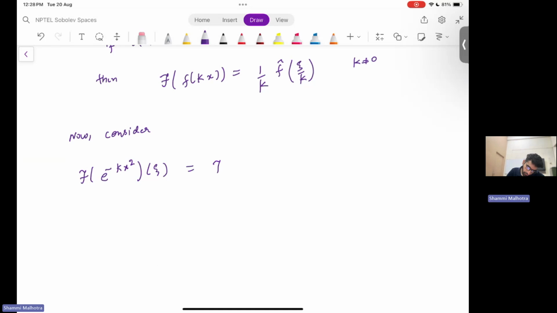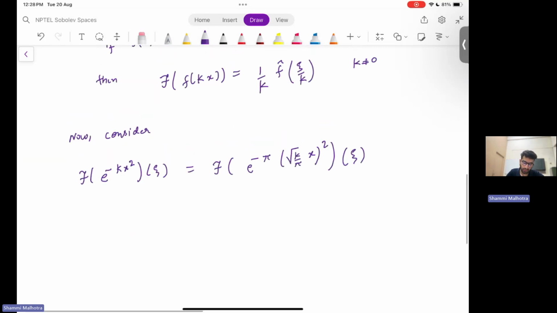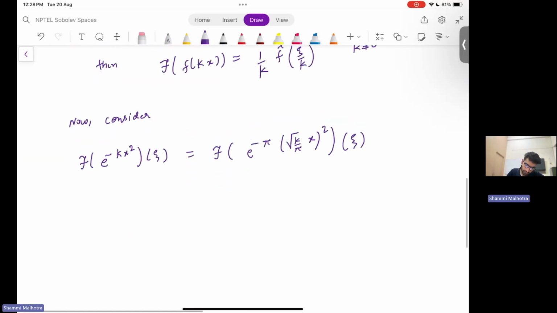This can be written as the Fourier transformation of e minus pi, and then square root of k by pi x, whole square, at xi. So now this is in the form of the standard Gaussian function with the pi. But as you can see, this is a scaled version of this thing, and we know that the Fourier transform of a scaled function is this thing, which I have written above.